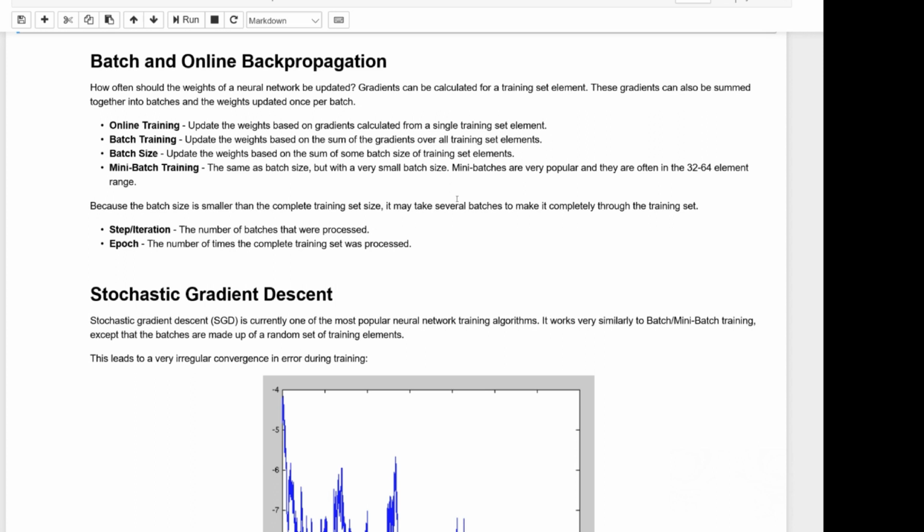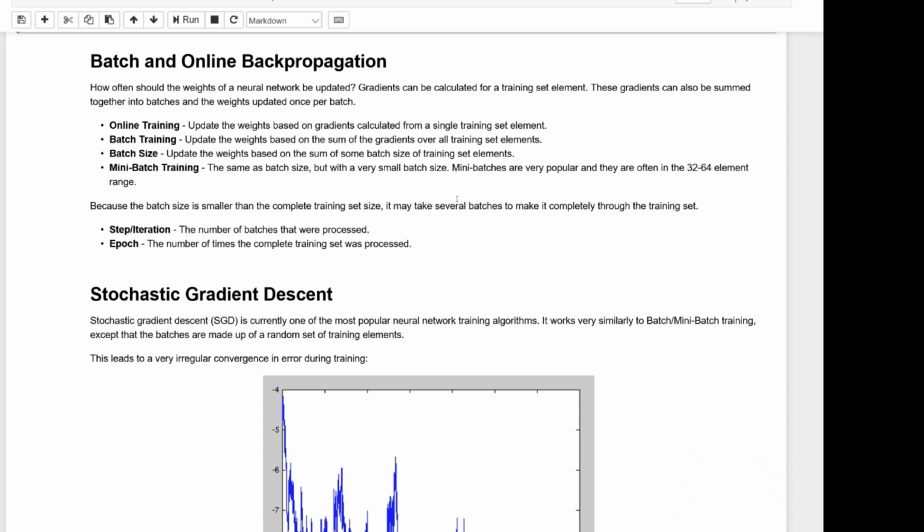Having the batch sizes, this can provide considerable efficiency to the training of the neural network. This is also very big data compliant, because if you've got a very, very large data set, you just need to randomly sample many batches from it. So mini batch training, that's another very common technique for training neural networks. Mini batches are typically between 32 and 64 in size, so they're relatively small.